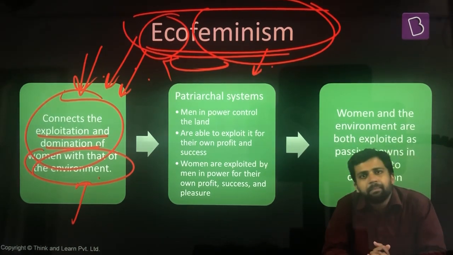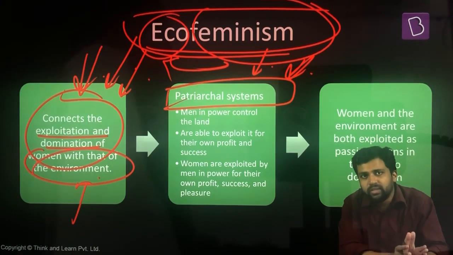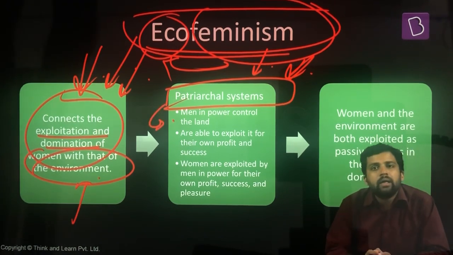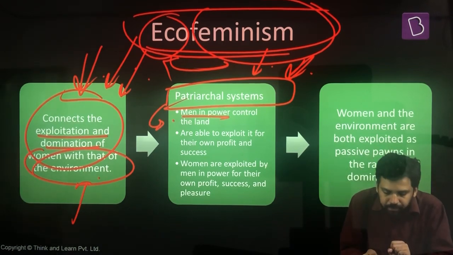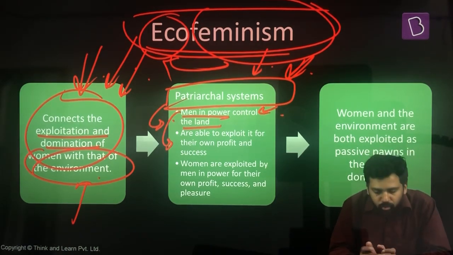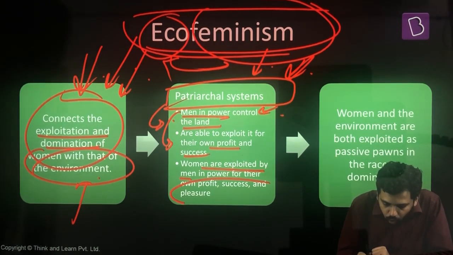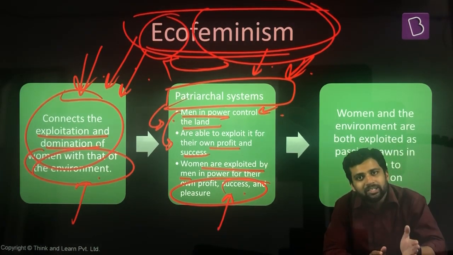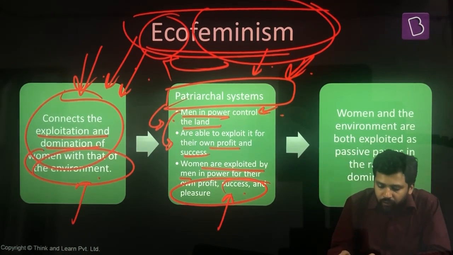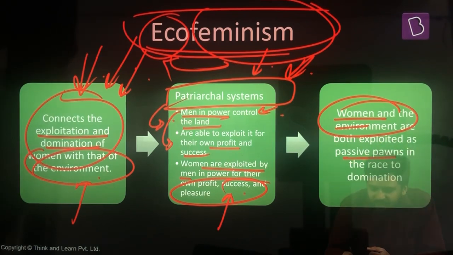So what ecofeminism says is that in society there is a patriarchal system. The patriarchal system is the root of this kind of exploitation of both women as well as the environment. The patriarchal system leads to power in the hands of man. It is the man who controls land, who owns land. Man uses land for his own profit, for his own success. Women are also exploited by men for their own profit, success and pleasure. So man exploits land, and man also exploits women, for his own benefit, profit, success and pleasure. Women and the environment have always been perceived as passive pawns.